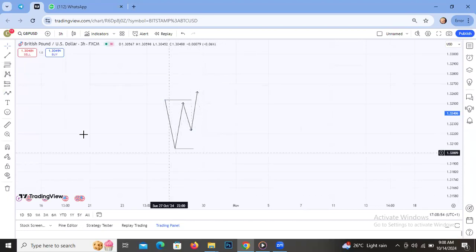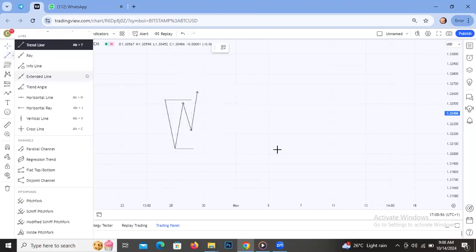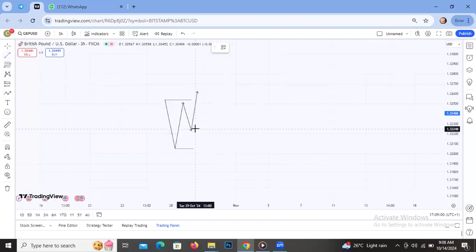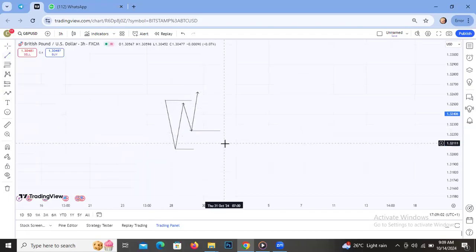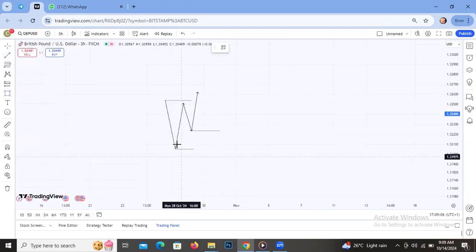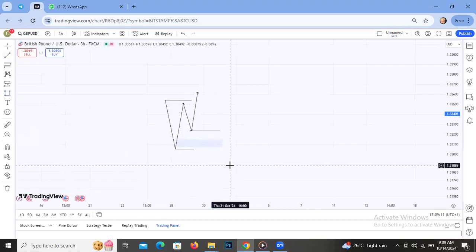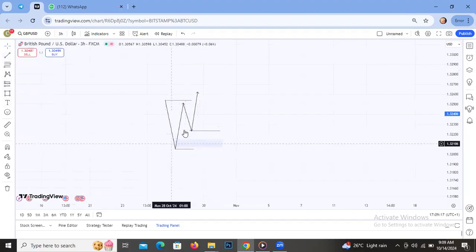So what is our liquidity? Our liquidity is this first pullback the market provided. This first pullback is our liquidity. Are you getting me? So your POI, which is the order block, should be here, near that zone. I don't know if you're getting me. So this is the first pattern.